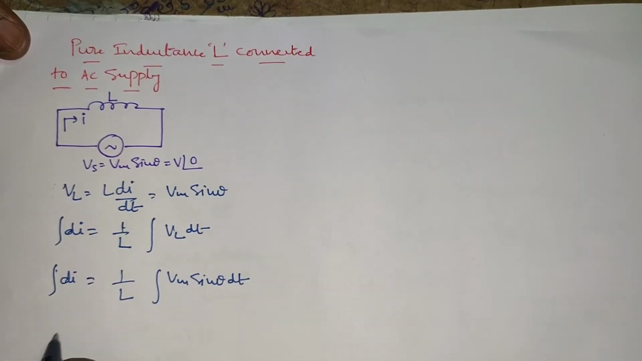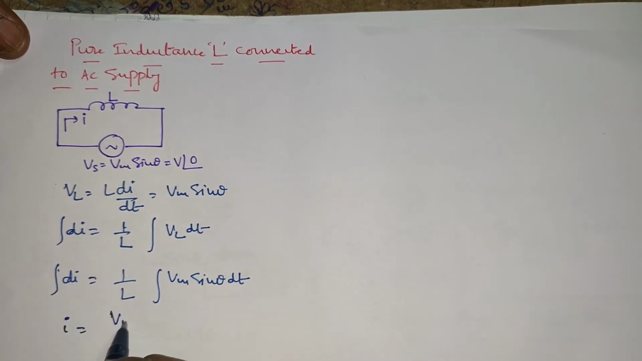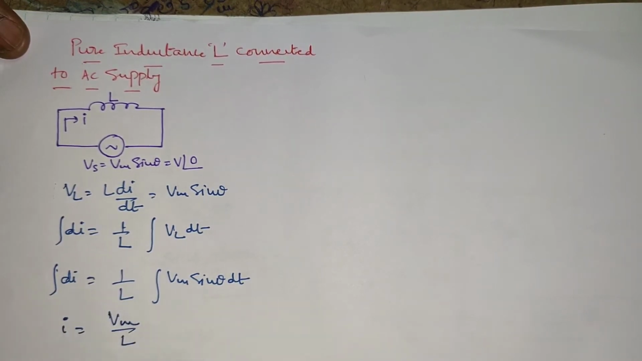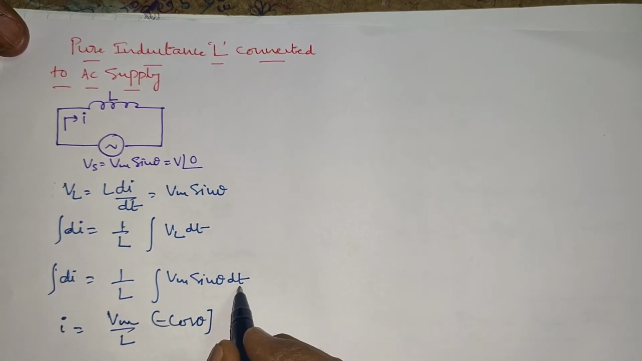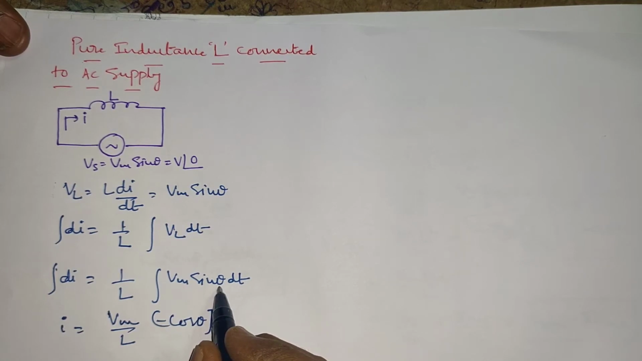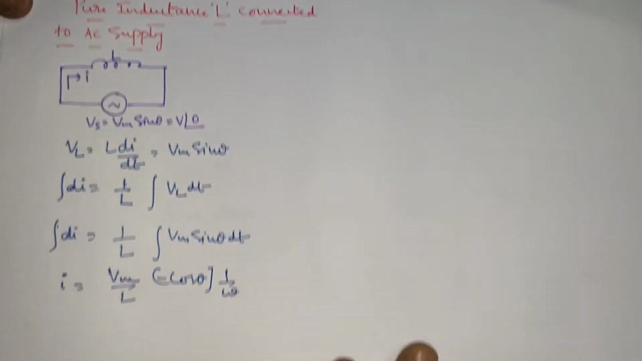And to the left hand side we are going to have I, which is equal to, you can take Vm outside, Vm by L, and integral of sin theta will become minus cos theta into, as we are going to integrate with respect to dt, but theta is known as omega t, hence we are going to have 1 by omega here.